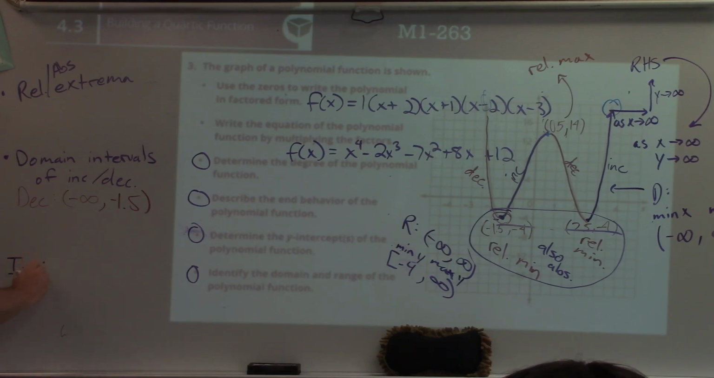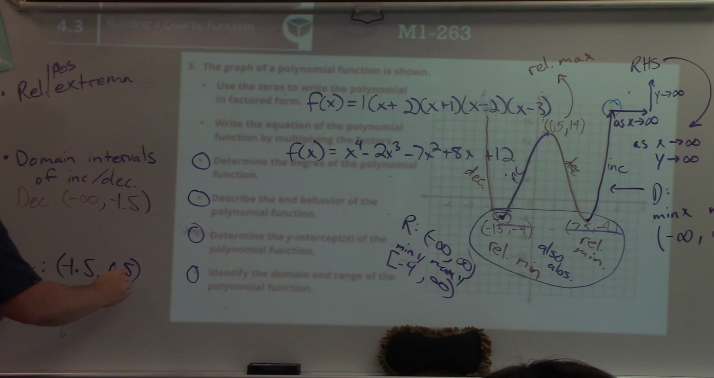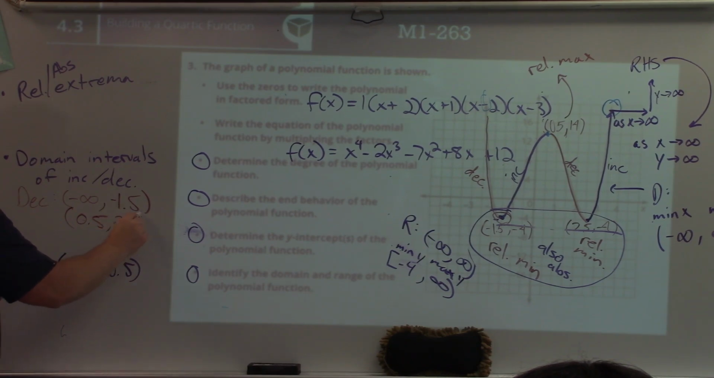Starts to increase. And it starts increasing at -1.5. Right? Exactly where it stopped decreasing is where it starts to increase. And so where does it stop increasing? That's the whole point of a relative maximum, isn't it? That's where it stops increasing, at the relative maximum. Okay? And then after that it starts to decrease from 0.5 to 2.5. And then from 2.5 on, it is increasing the whole way.